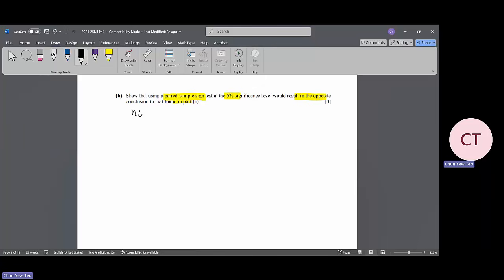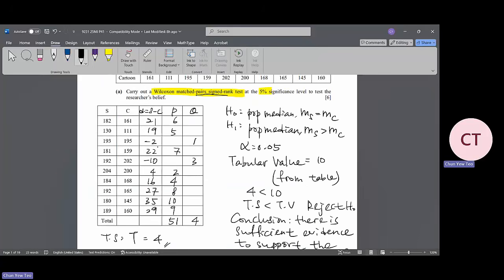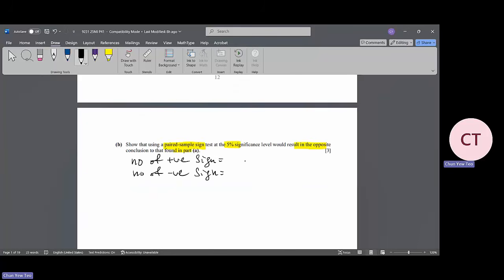So in order to do a sign test, we just need to find the number of positive signs and the number of negative signs. So from the table just now, we have the negative sign, we have 2. The rest are positive. So in total we have 10. So the number of positive signs we have is 8, the negative signs we have 2.